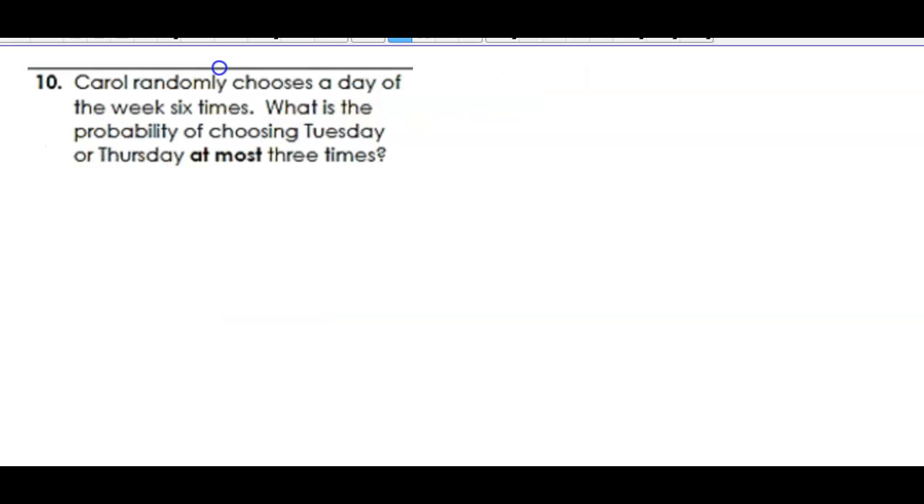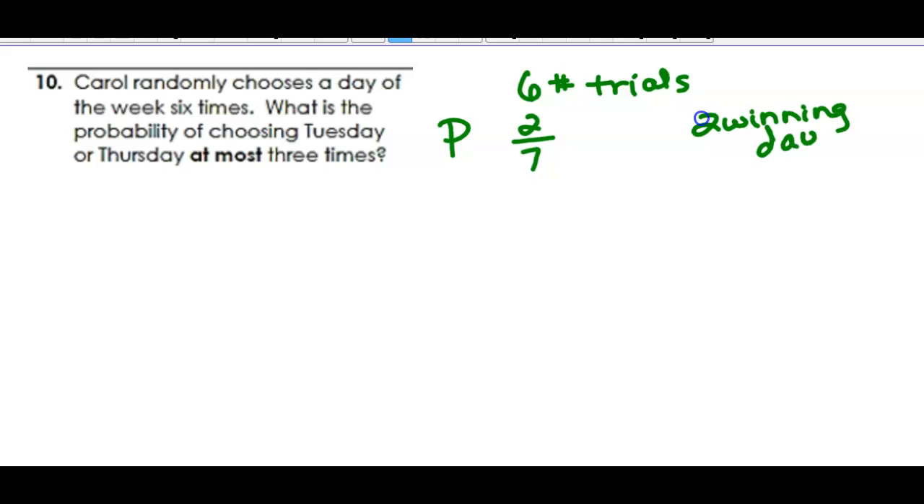So I am going to do number 10 first. It says, Carol randomly chooses a day of the week 6 times. So 6 is the number of trials. What is the probability of choosing Tuesday or Thursday? So there's 2 out of 7 days of the week that we're calling winners. What is the probability that she does this at most 3 times?